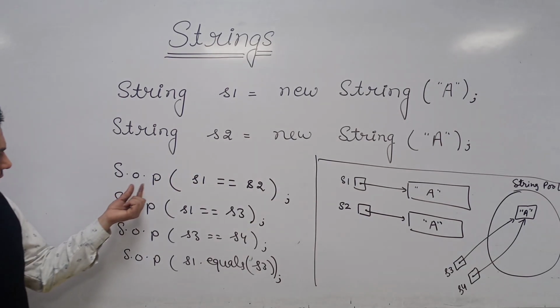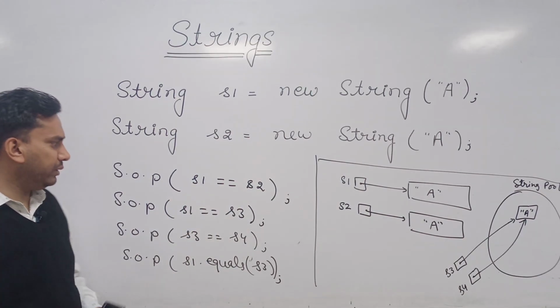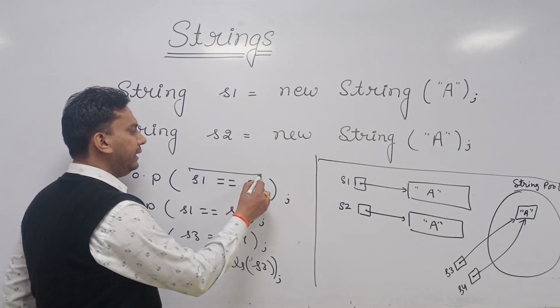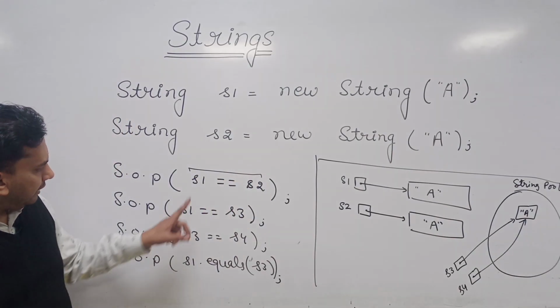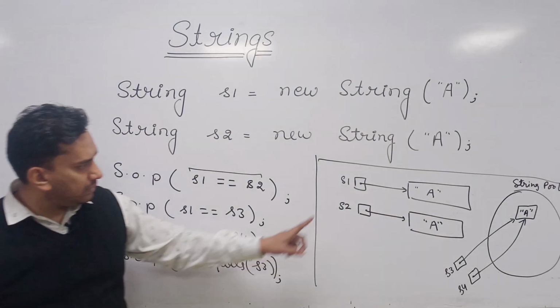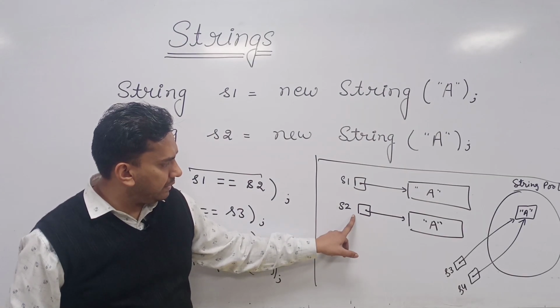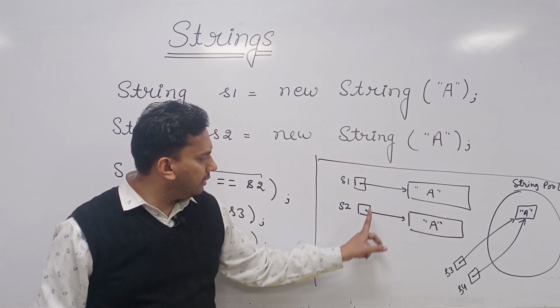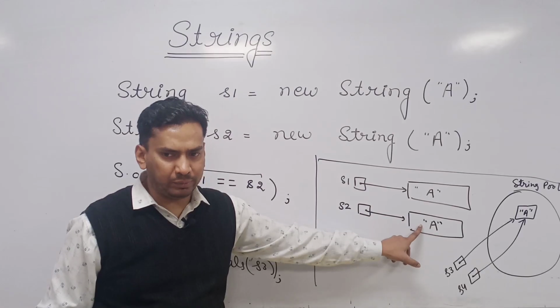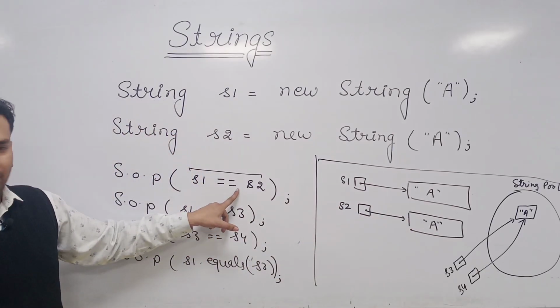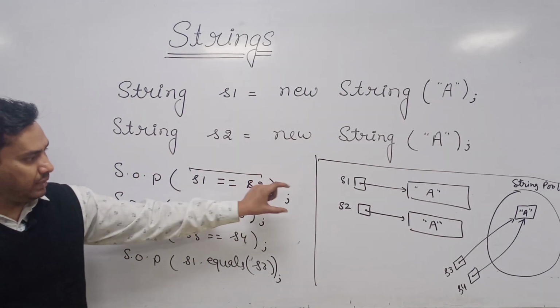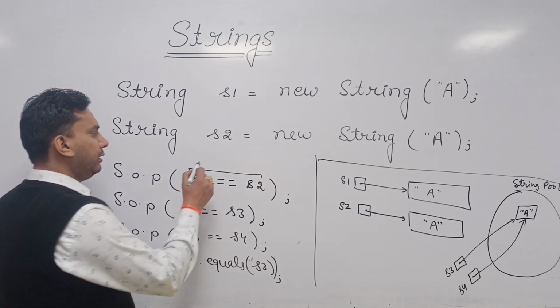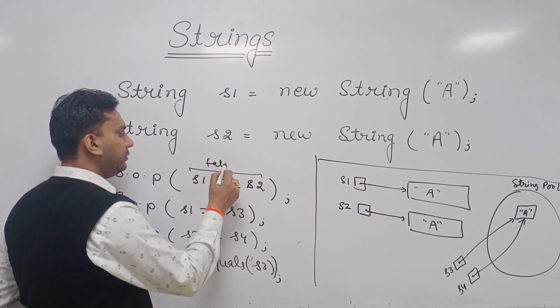So I am writing here S1 == S2. It means what I am comparing is the addresses. So S1 == S2 means the address of S1 and the address of S2, they are different. You can see S1 is pointing to some object and S2 is pointing to some different object. So == will return false here, because S1 and S2 are two different objects. So here you will get a return value false.